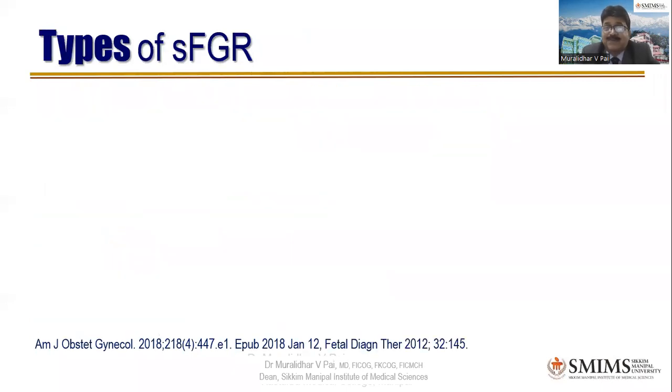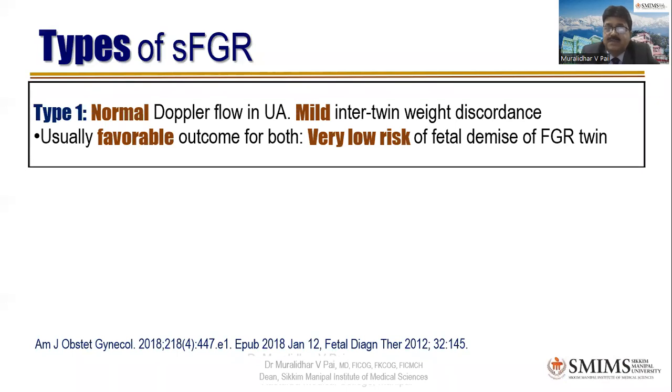What are the types of SFGR? In everything, there is a type. In TTTS, there is Quintero staging. In TAPS, there is five types again. And in SFGR also, there are different types. Type 1, normal Doppler flow in umbilical artery. Always type 1 will be normal most of the time.